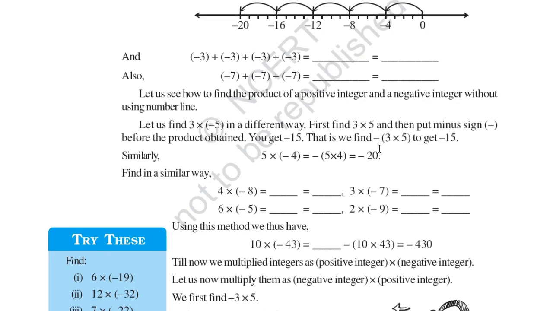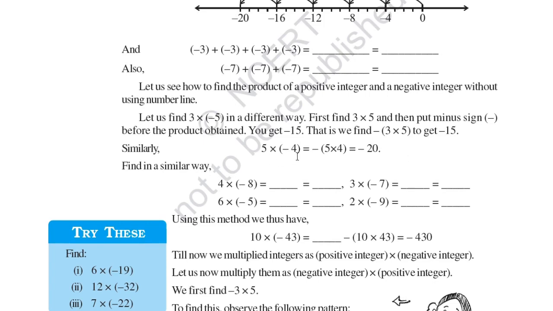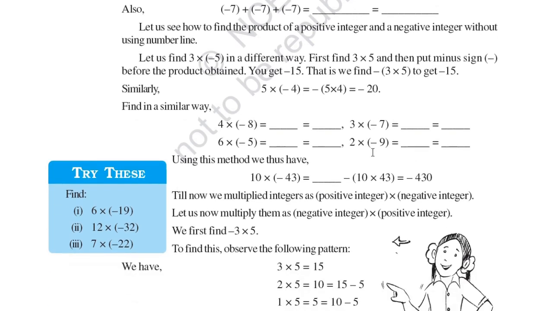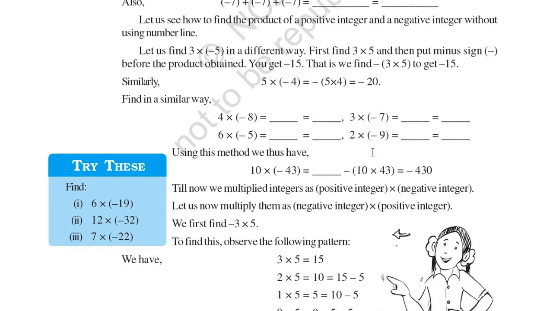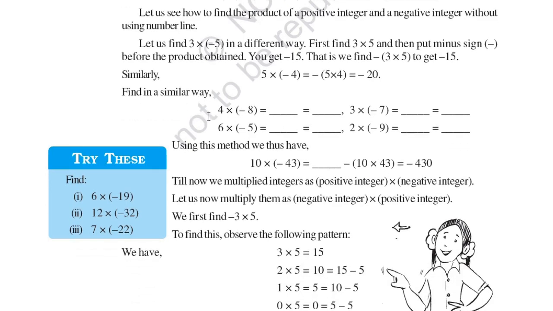Similarly, 5 into minus 4 is equal to, the 5 will become inside and the minus will be common for both, so you will get minus 20. Find in a similar way. You can see here minus will come outside, and 4 into 8 is 32, minus will come in front, so minus 32. And here 6 into minus 5 is equal to minus 30, 3 into minus 7 is equal to minus 21, 2 into minus 9 is equal to minus 18. Using this method we thus have 10 into minus 43 is equal to minus 430.